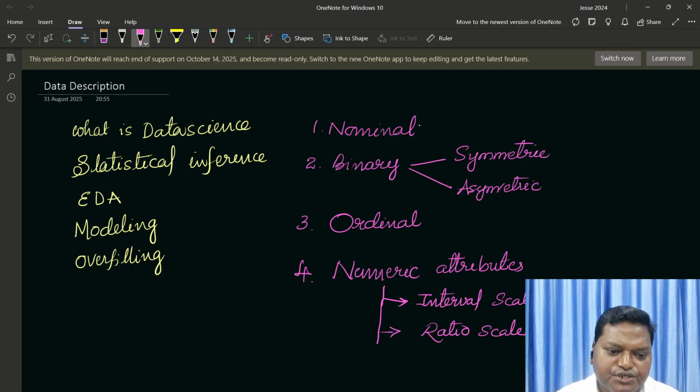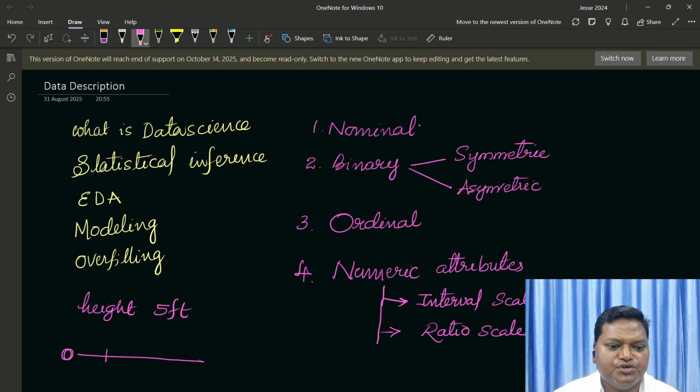Suppose you are measuring some value, for example, height. When I say height is 5 feet, what do I mean by 5 feet? If the height is 0, then that is 0.0 feet. From 0, you have measured 1 foot, 2 feet, 3 feet, 4 feet, 5 feet. So 0 means no height.